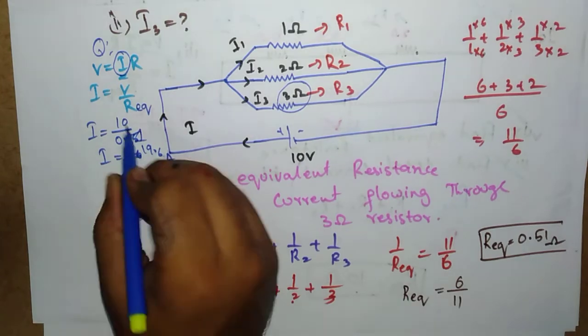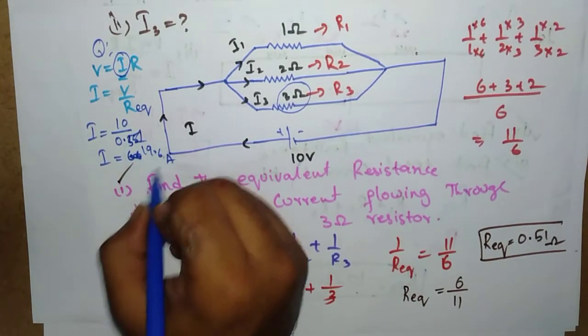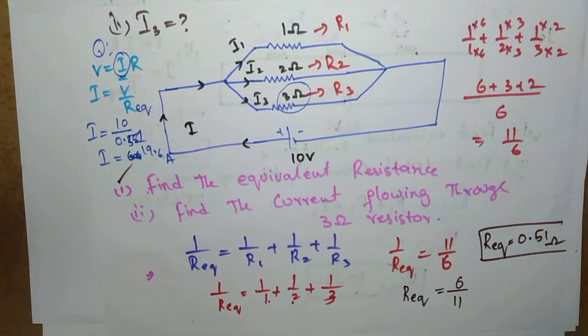Then I is equal to 10 by 0.51, which is 19.6 amperes. So this is how you have to calculate the parallel combination. Sometimes it will mix series and parallel combination also. You may get series combination separately and parallel combination separately, but sometimes it will ask for the combination of both series and parallel.